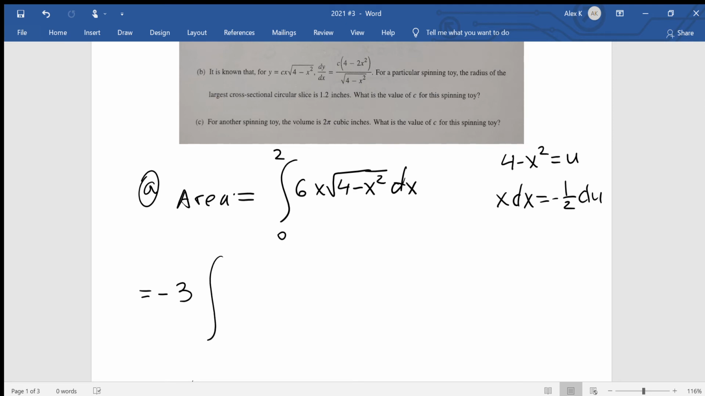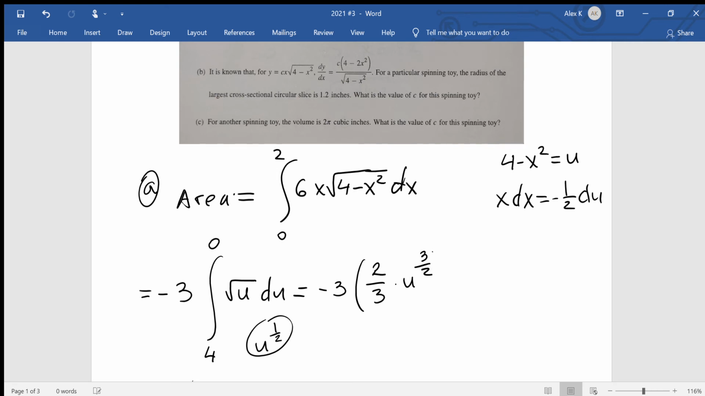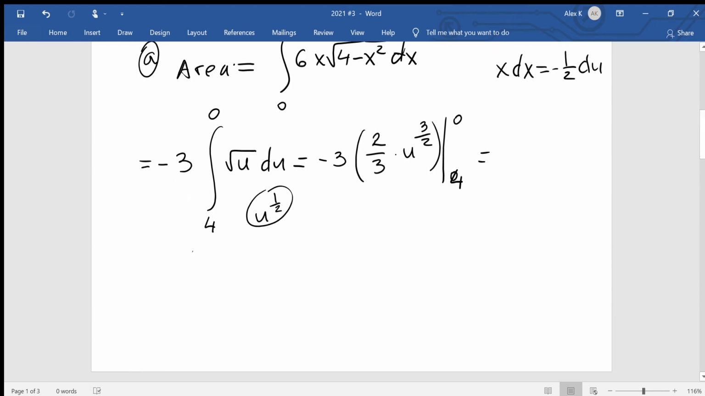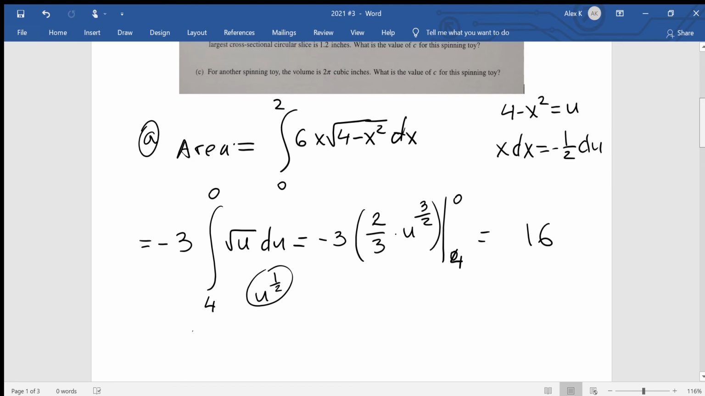It's going to be the integral from, when we substitute the values, x equals 0, we get 4 for the value of u, and when we substitute 2 for the value of x, we get 0 for the value of u. So it's going to be square root of u du. This is what we get now. So this is going to give us negative 3. It's u to the power 1/2 here, so when you integrate that, you get 2/3 times u to the power 3/2 from 4 to 0. After doing all these computations, you are going to get 16. It doesn't ask for units, so we're just going to leave it like that. Okay, so that's part A.